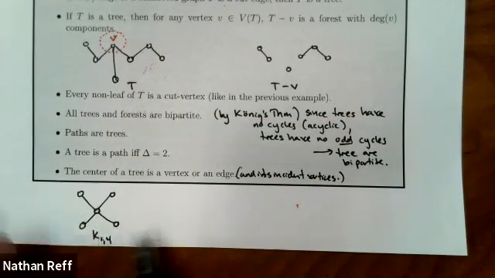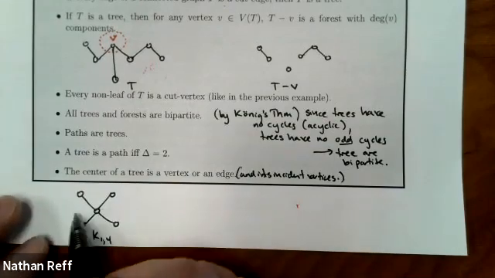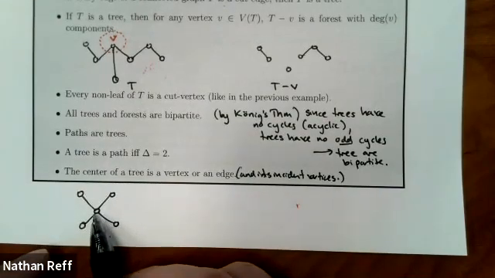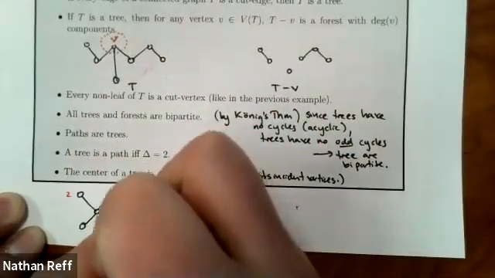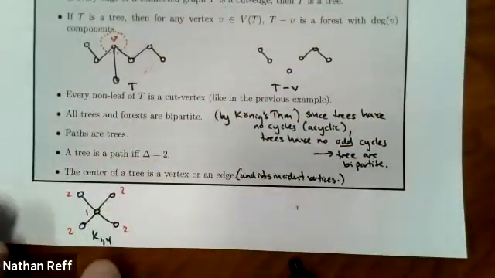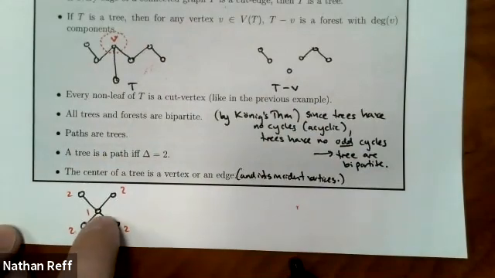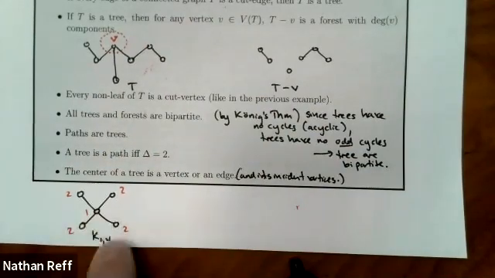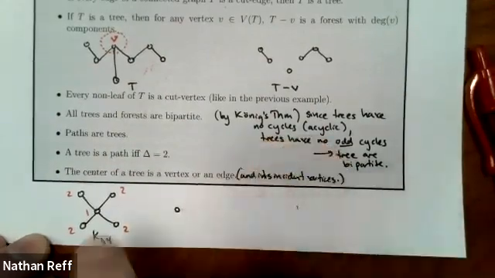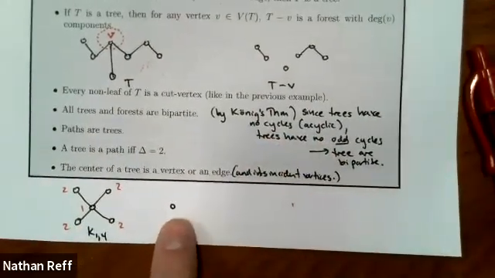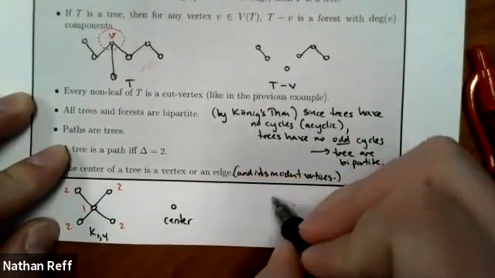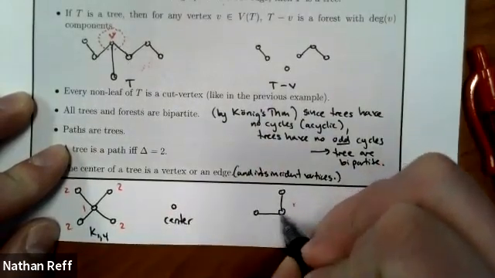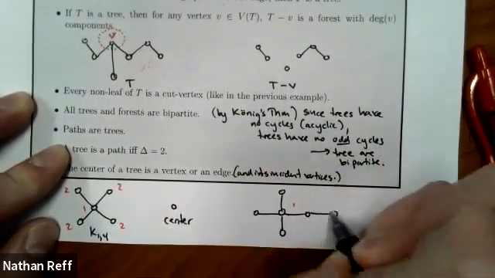The center of this won't really be that interesting, because what are the eccentricities? 2, 2, 2, 2, and 1, right? So if you draw all the vertices with minimum eccentricity and you take their spanning subgraph, you're just going to get this isolated vertex. So this would be the center. Okay, what about this graph? So let's draw another tree that's not K_{1,4} here.